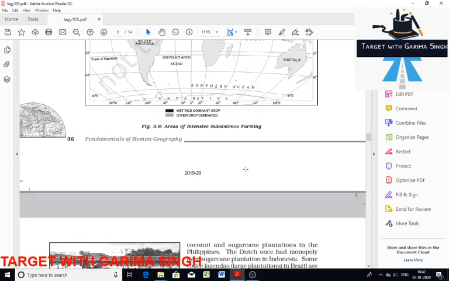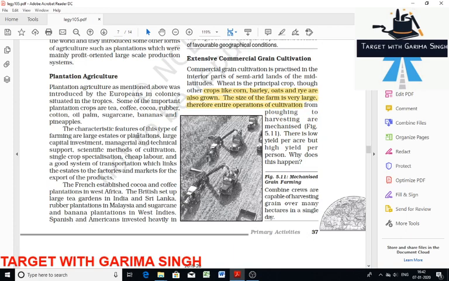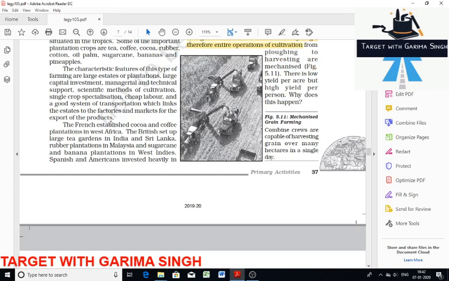Next is plantation agriculture, which was introduced by Europeans. You can find this kind of plantation agriculture in the tropics. Important crops are tea, coffee, cocoa, rubber, cotton, oil palm, sugarcane, banana and pineapples. Large estates, capital, managerial and technical support. Scientific methods of cultivation are used. Single crop specialization, cheap labor as well. Good system of transport, export oriented.